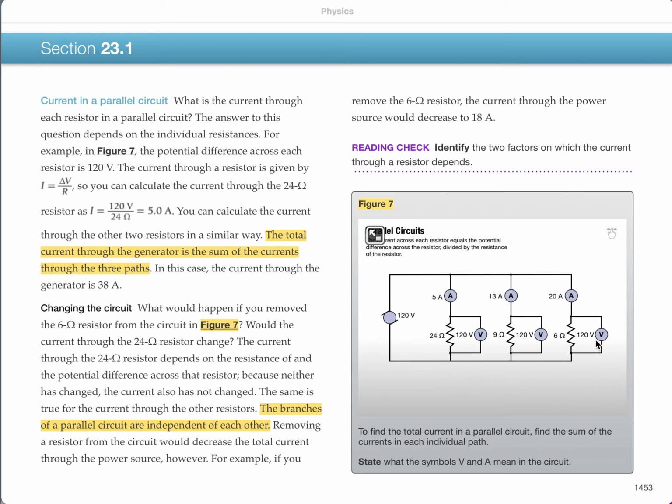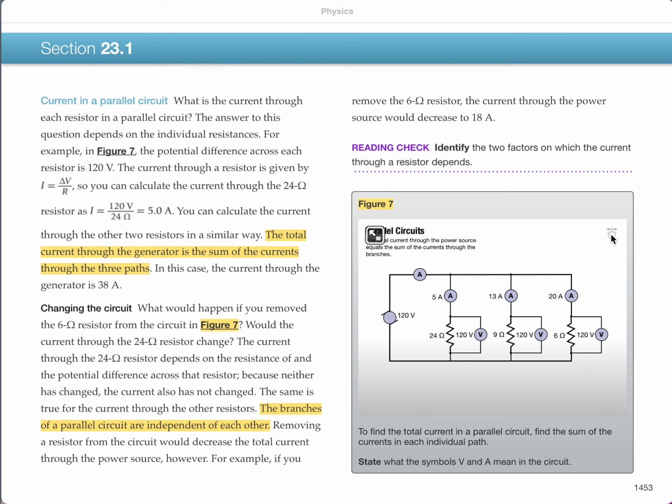Once you know the voltage, you can use Ohm's law. For example, Ohm's law would predict a current: we take 120 volts and divide by 6 ohms and you get 20 amps. Because the resistors are different, the current is different. So the current through a parallel circuit can be different.